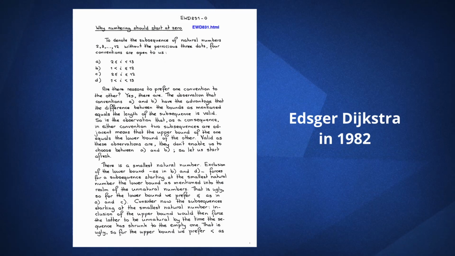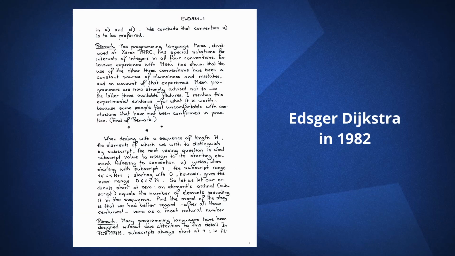In his note titled Why Numbering Should Start at 0, written in 1982, the famous Dutch computer scientist Dijkstra analyzed several ways to denote a sequence of natural numbers. He made the case for non-overlapping index ranges, which start at, you guessed it, 0.